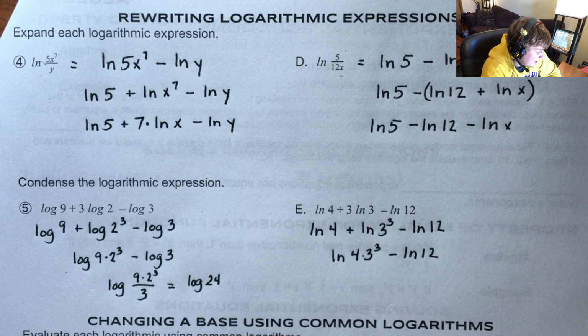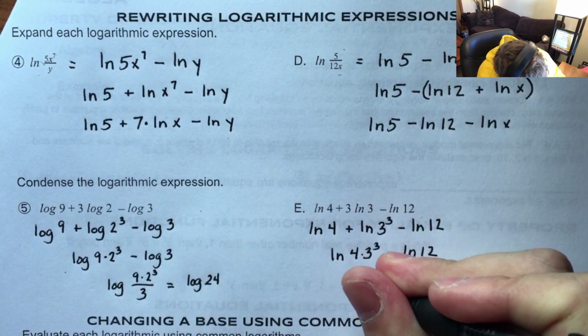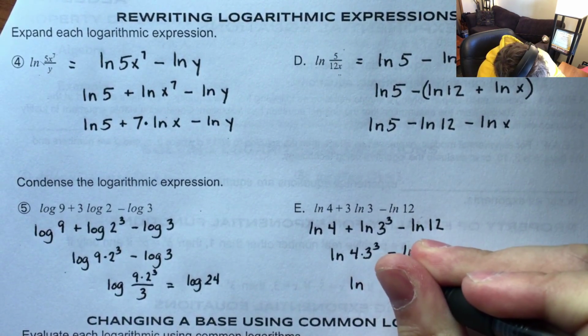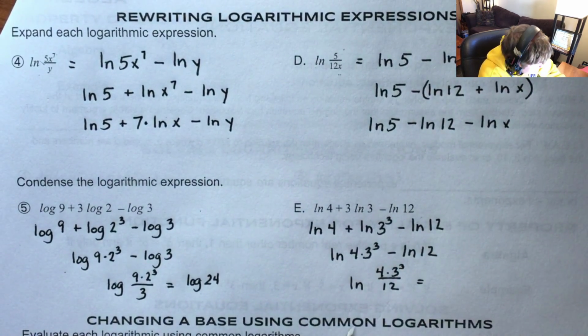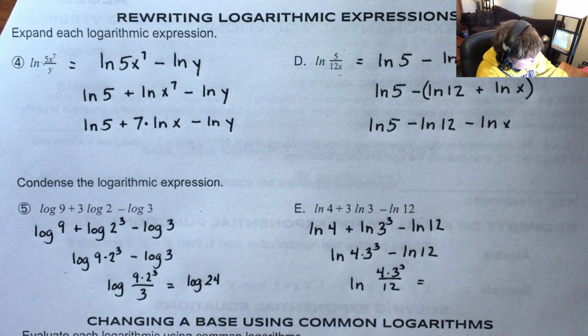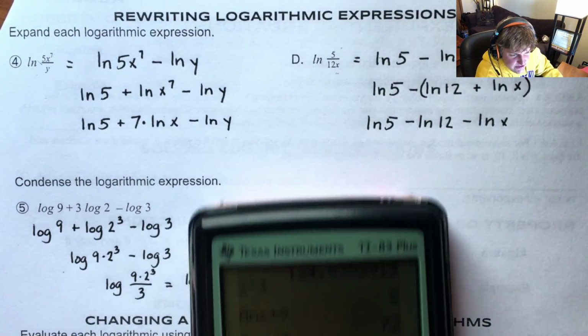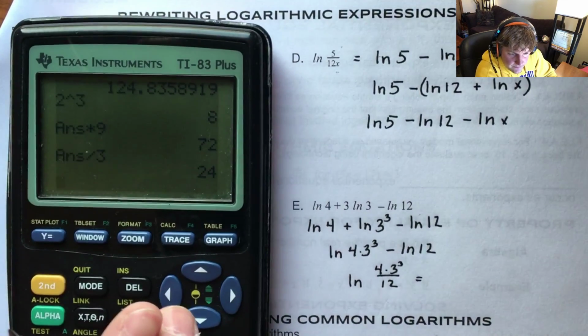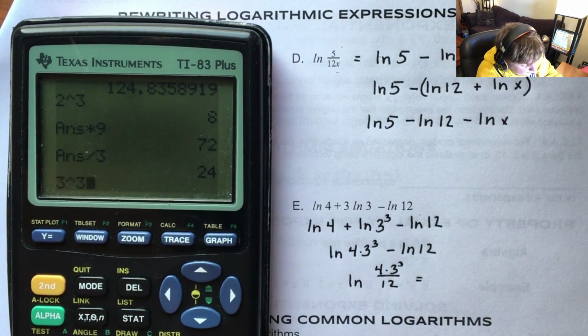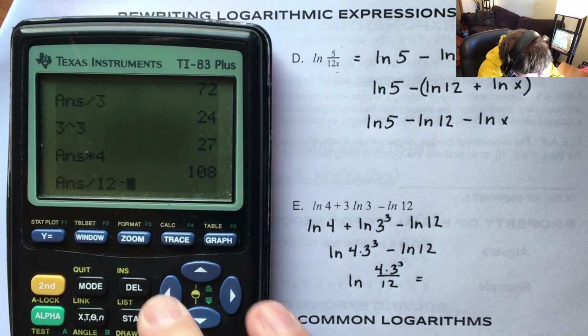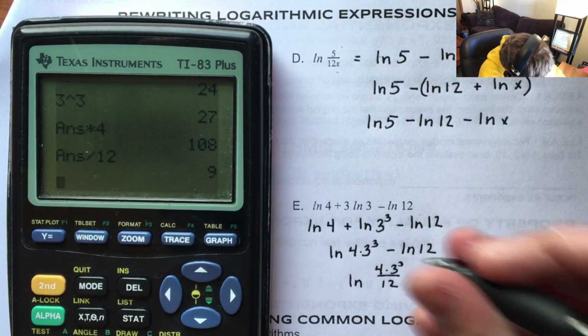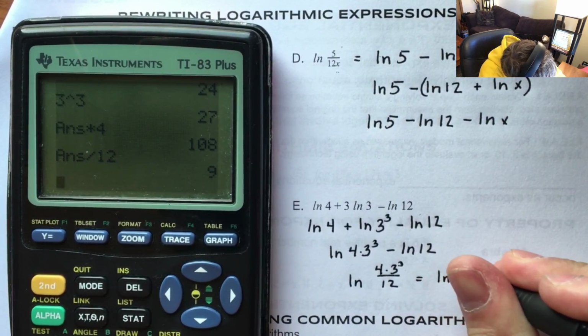Okay, and so then subtraction tells me that we divided. So this is the natural log of 4 times 3 to the third power over 12, which is, well, 3 to the third power is 27. So let's go ahead and go 3 to the third power times 4, and then divide by 12. This is the natural log of 9.